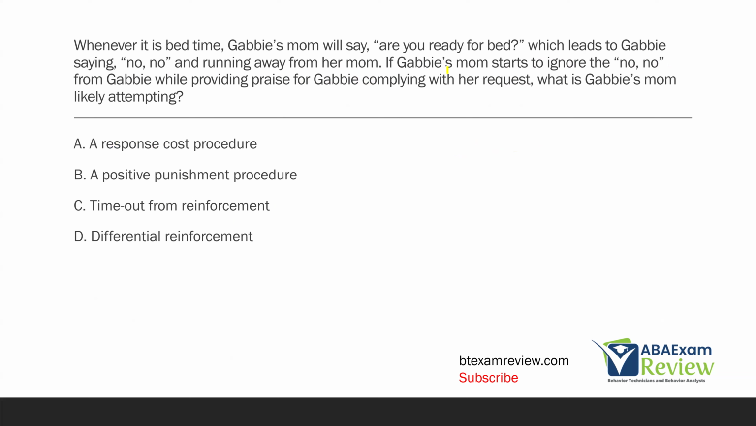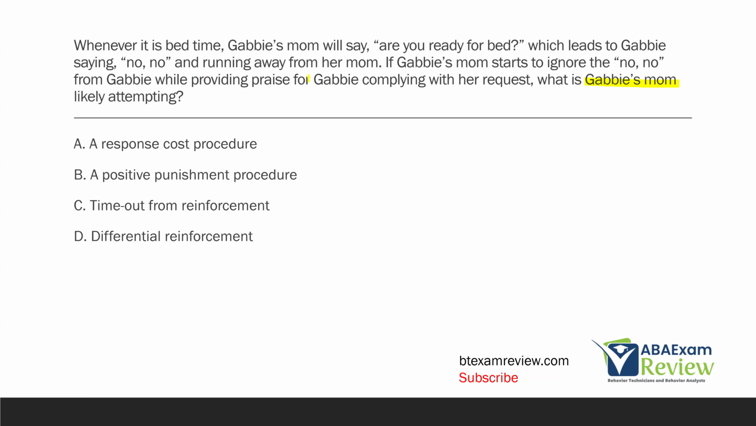Whenever it is bedtime, Gabby's mom will say, "Are you ready for bed?" which leads to Gabby saying no, no, and running away from her mom. If Gabby's mom starts to ignore the no, no from Gabby while providing praise for Gabby complying with her request, what is Gabby's mom likely attempting? We're looking at Gabby's mom here. And what is Gabby's mom attempting? And what do we mean by that?